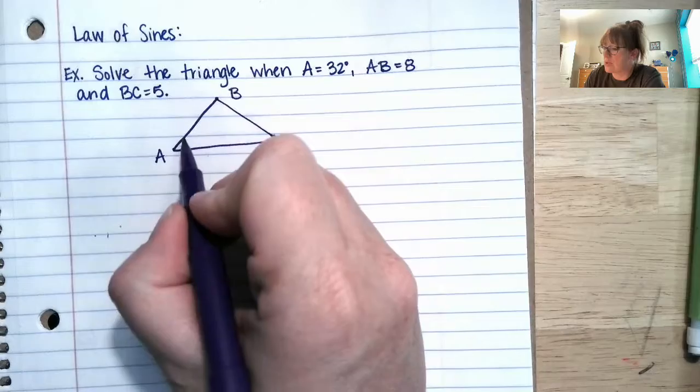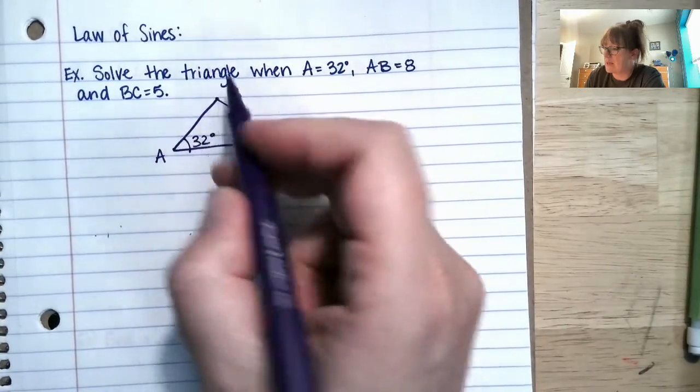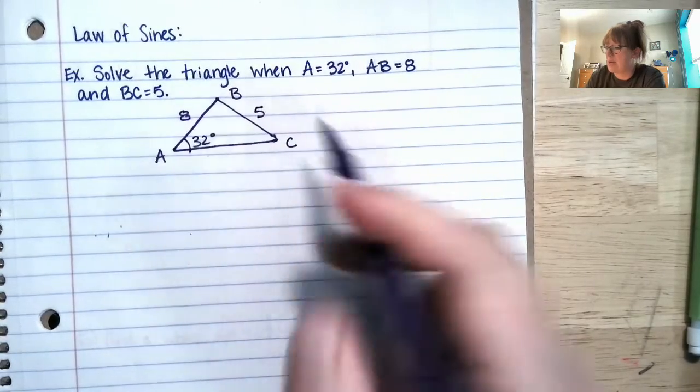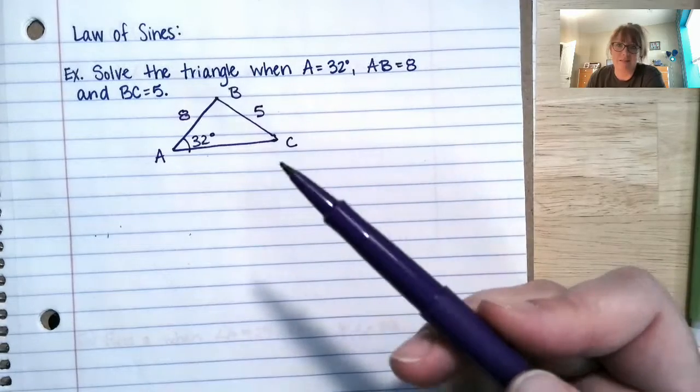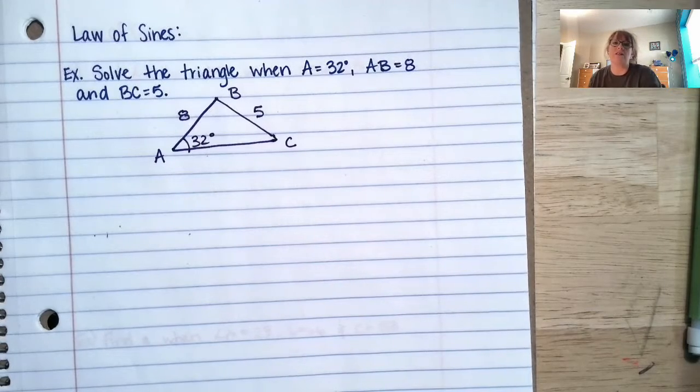So A is 32. AB is 8. And BC is 5. If you look, these definitely look like the same length. But again, it doesn't really matter. Okay? All right, so here's what we're given. It says solve the triangle, which means we need to find all of the pieces that are missing.